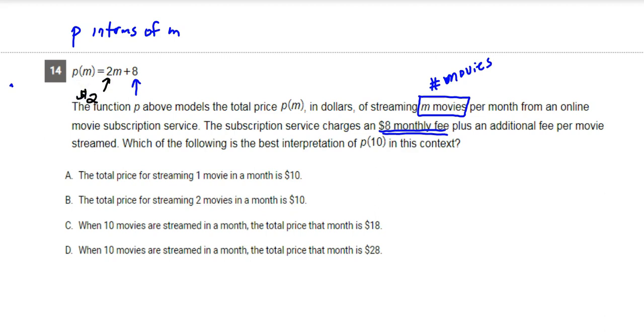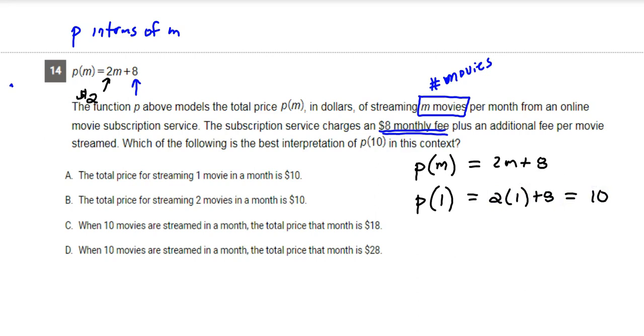So if I put this into a chart, P of M equals 2M plus 8. Well, the price if I stream one movie is 2 times 1 plus 8, which would be $10. And I'll go another one. The price of 2 movies is 2 times 2 movies plus the $8. So that's 12, and so on and so forth.